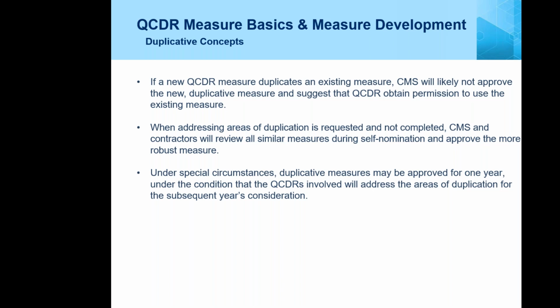So CMS is looking at a number of different factors, such as not only is one quality action more robust than the other, but does the measure cover a broader patient population? Is one measure more intuitive than the other? Those are just examples of things that are taken into account. Under special circumstances, duplicative measures may be approved for one performance period or year, under the condition that the QCDRs involved will address the areas of duplication for the subsequent year's consideration.